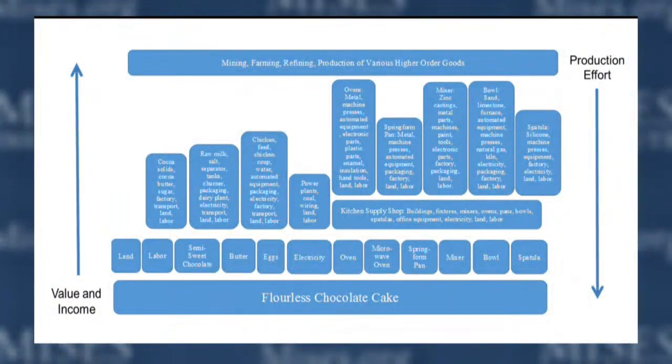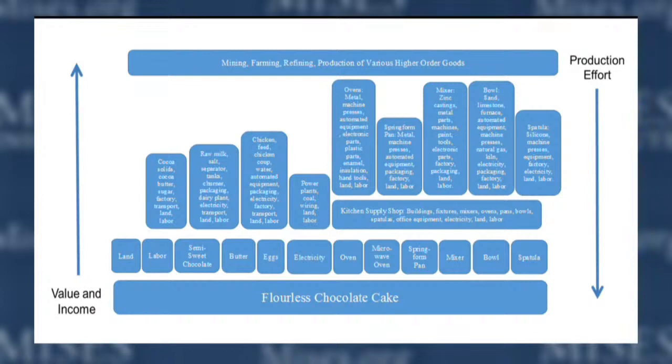What that means is that we don't start by making the flourless chocolate cake and then make the semi-sweet chocolate to make it. No, to make the flourless chocolate cake, we first have to make the semi-sweet chocolate. Before we can make the semi-sweet chocolate, we first have to make the cocoa solids. To make the cocoa solids, we first have to harvest the cocoa beans. And so the production effort has to start at the top of the production structure and then move down.